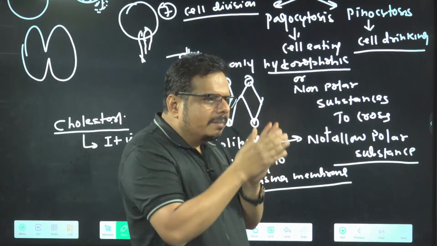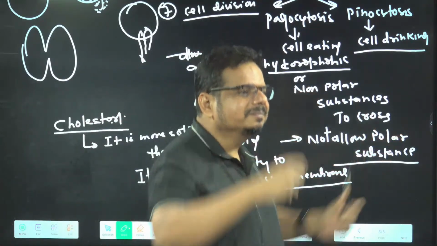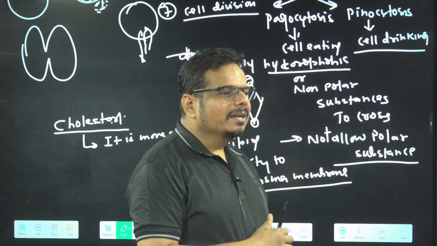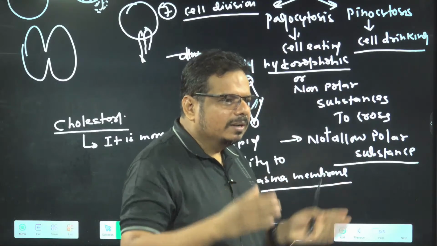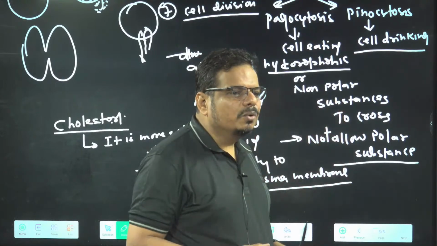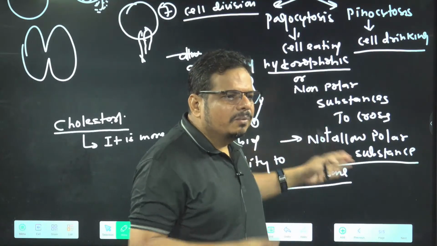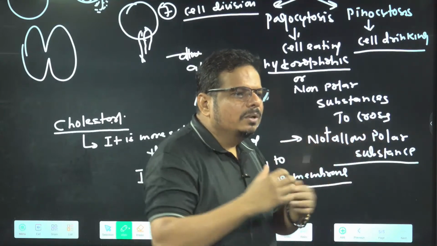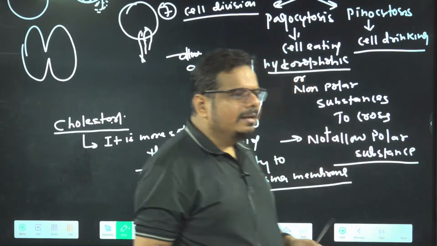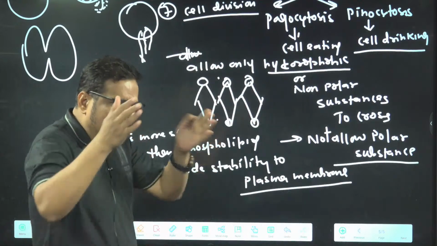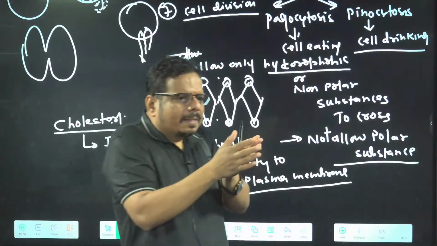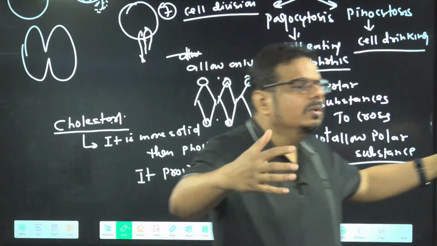The plasma membrane in the summer season becomes much more fluid, because in summer the temperature is higher. The fatty acids will dissolve and fluidity will increase. So cholesterol acts as a buffer for fluidity; it does not allow the membrane to become more fluid in nature.